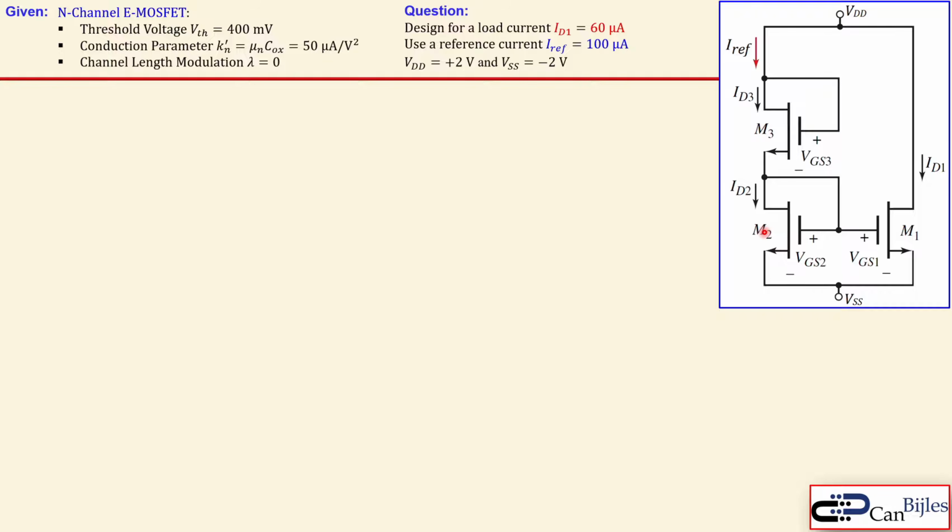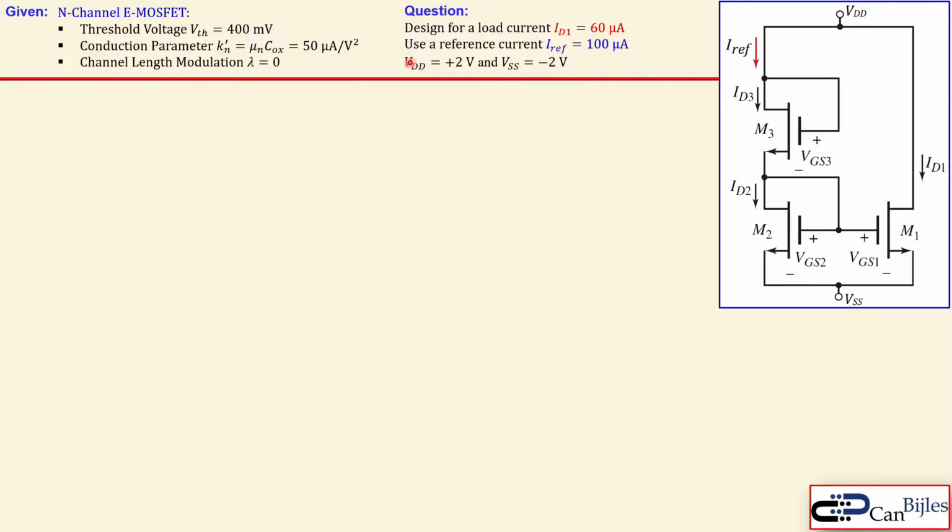So let's look at our example. We have 3 N-channel enhancement type MOSFETs here. The threshold voltage, the conduction parameter, and also the channel length modulation for these transistors are shown here. All of them have the threshold voltage of 400 millivolts. The K_n prime, which is a small k, is equal to the mu_n, mobility of the electrons, times the capacitance of the oxide per unit area, is given by this, which is 50 microamps per square volt, and the channel length modulation is 0 for all transistors.